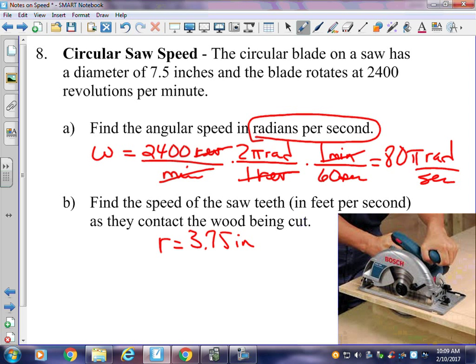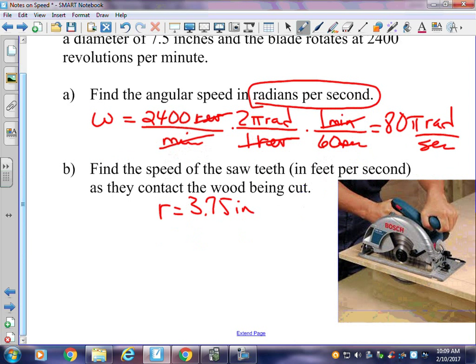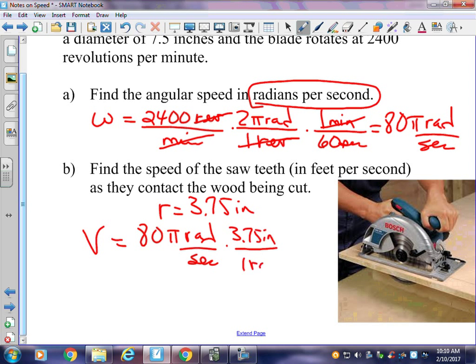So we'll set up the problem for the velocity, and then we'll put the conversion factor on there as well. So, velocity equals the answer we just got for omega over seconds, and now we're ready to fill in our radius over 1 radian. So we're going to put this 3.75 inches over 1 radian because we want the radians to cancel out. And now I have inches and seconds, but I need feet and seconds, and I don't have feet.